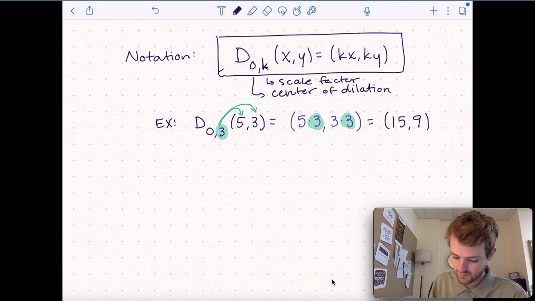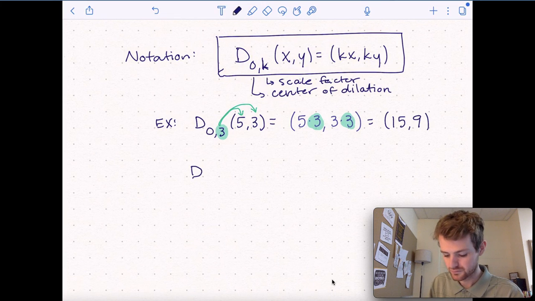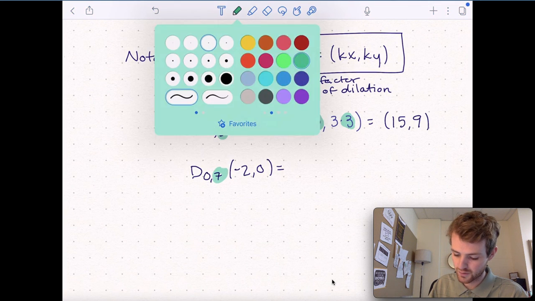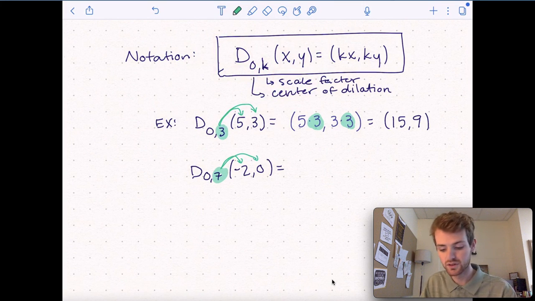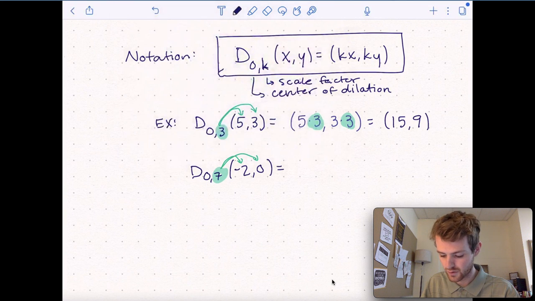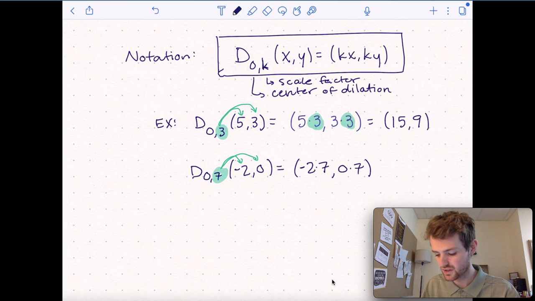Here's another example. With a scale factor of 7, we want to dilate the point (-2, 0). Well, we take that 7, we multiply it to each of our coordinate numbers, and when we do that, we will end up with -2 times 7, 0 times 7. That will just end up being (-14, 0).